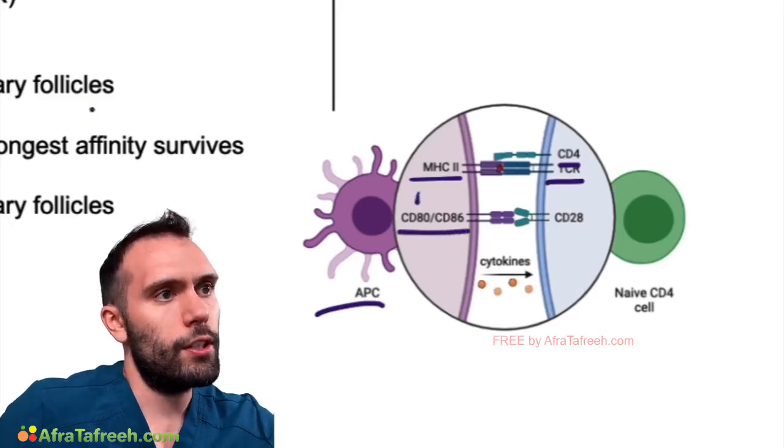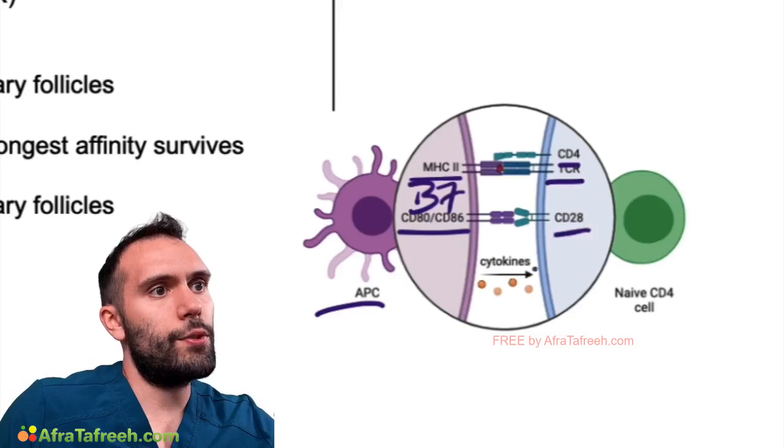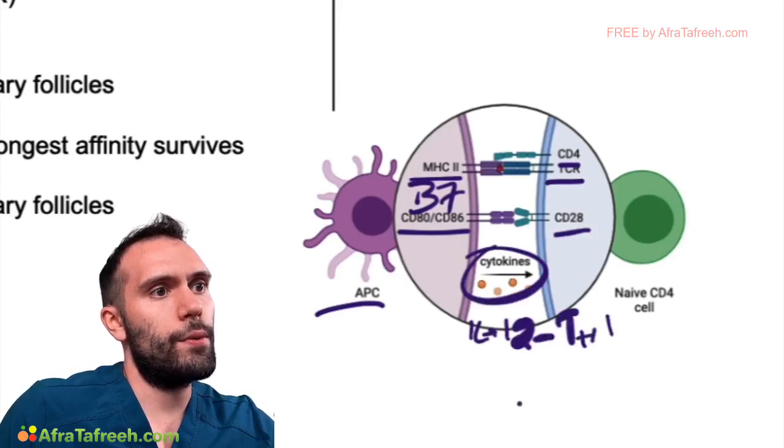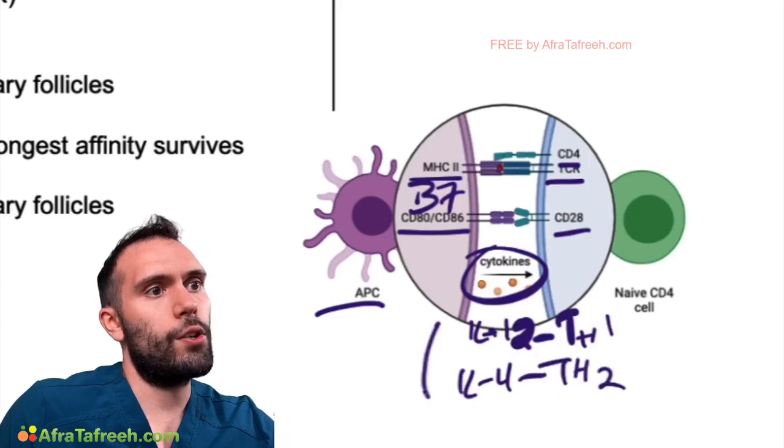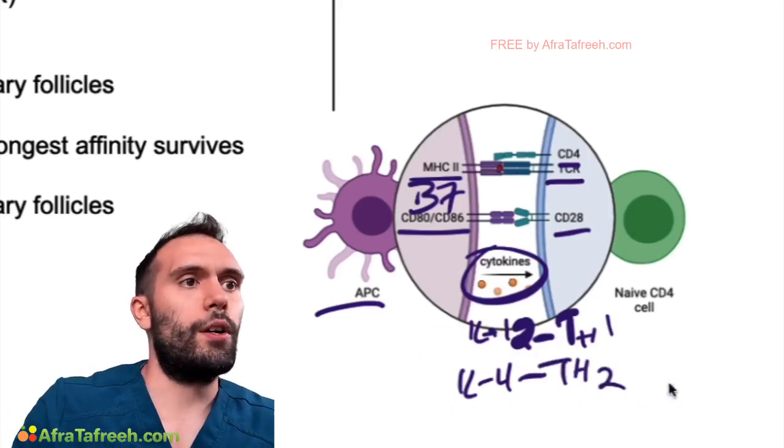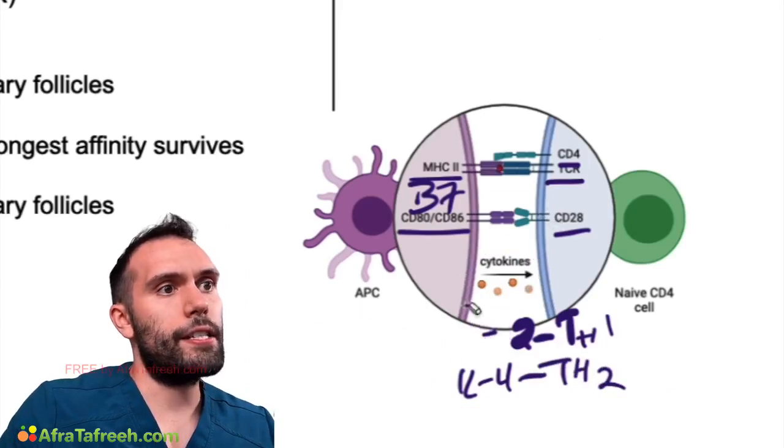So this is also B7, binding to CD28, releasing cytokines, right? If it's interleukin 12, then it would stimulate the T helper 1 response. If it was interleukin 4, this would stimulate the T helper 2 response, right? So this is all the things that we just kind of talked about already. And that's where we're at. So we're activating a T cell.